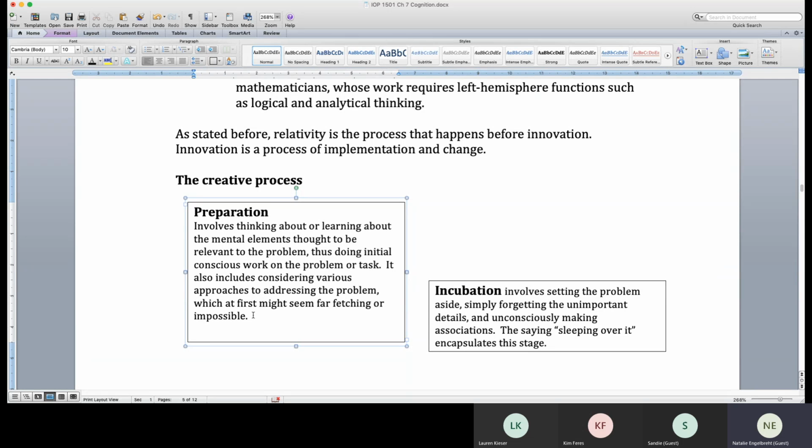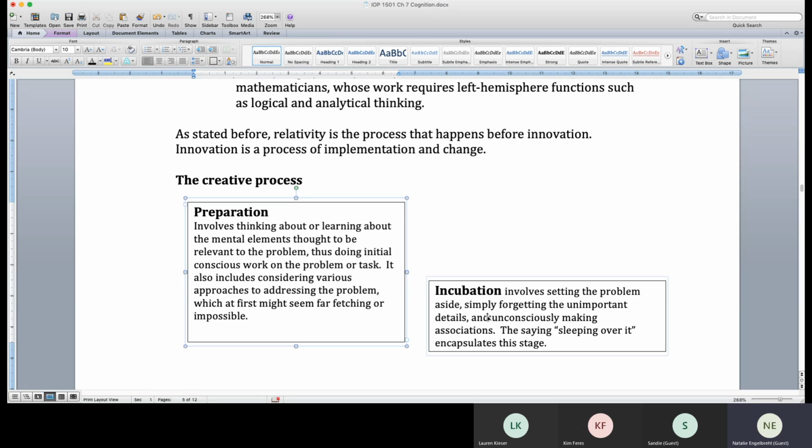Now, I don't know if you have ever done scrumming, for instance. This is where you have a problem and you put the problem in the middle of a circle and you just brainstorm solutions. And I think that is probably what the preparation stage is all about. So doing initial conscious work on the problem or task. It also includes considering various approaches to addressing the problem.